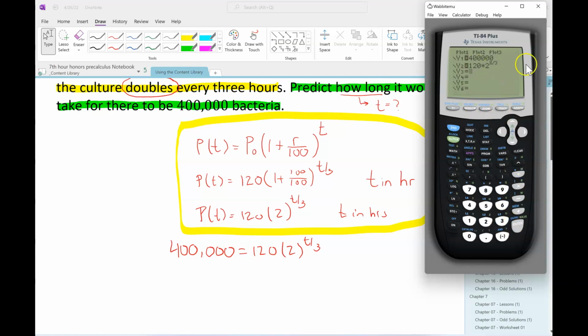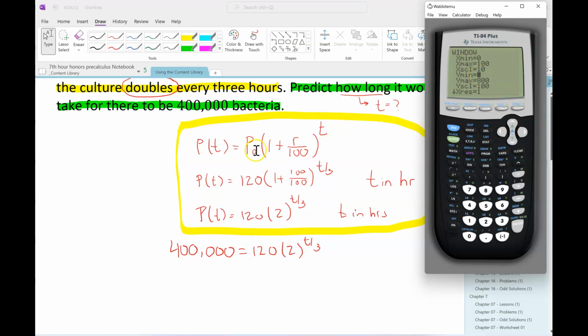And then before I graph this, I'm going to have to reset my window. This is doubling every 3 hours. So at 3 hours, there's 240. 6 hours, there'd be 480. 9 hours would be 960. It feels like it's going to take a long time to get to 400,000. I'll go 0 to 100. So I figure by 100 hours, I'll probably be there.